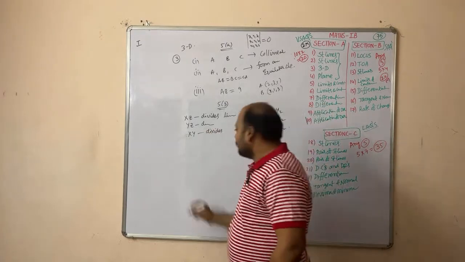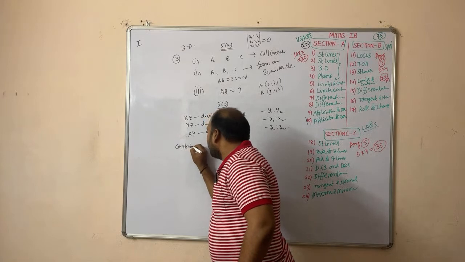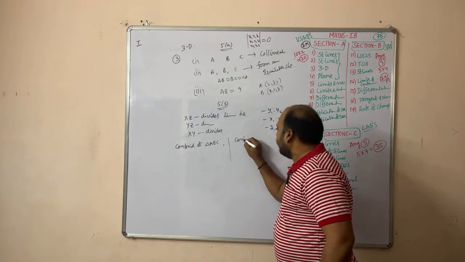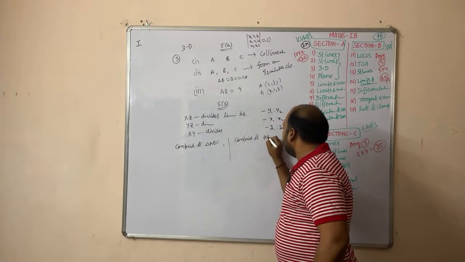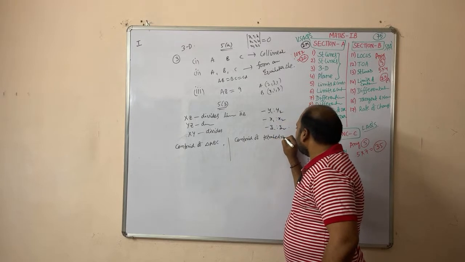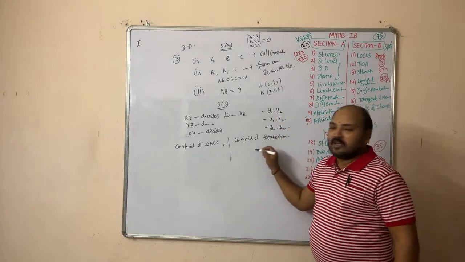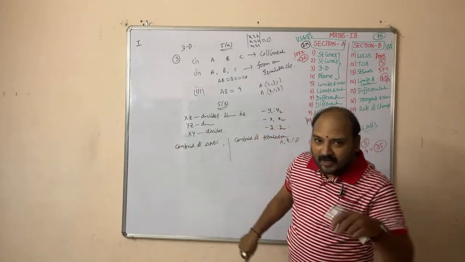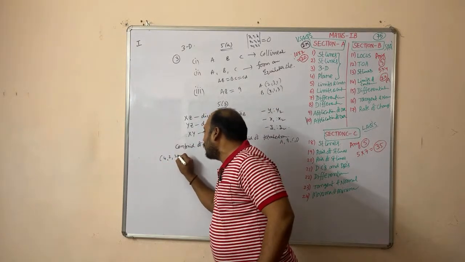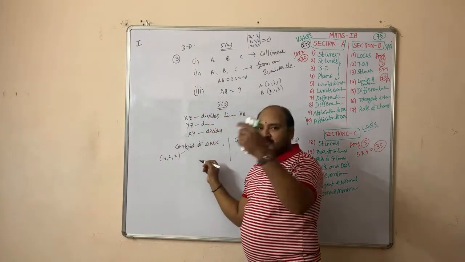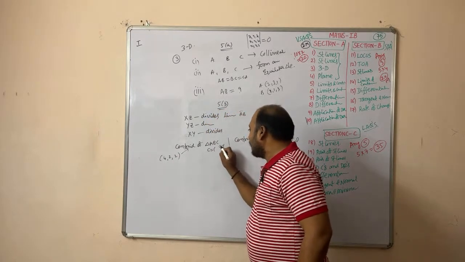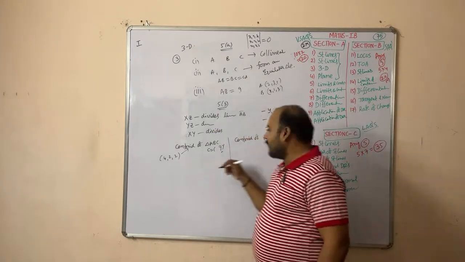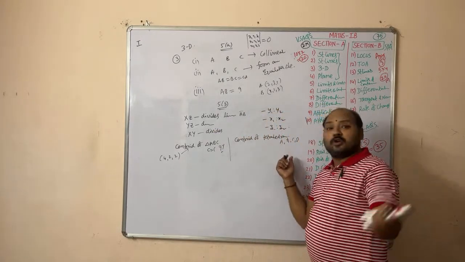Okay. After that, centroid of the triangle. Centroid of triangle ABC. Next, tetrahedron. Centroid of tetrahedron. They will give ABCD, 4 points. These are the direct questions. Sometimes the centroid they will give, 4, 2, 2 is the centroid of the triangle. Then find the third vertex of the triangle. C coordinates they are asking. Even here also the centroid of the tetrahedron is given. They are asking to find the fourth vertex of the tetrahedron.